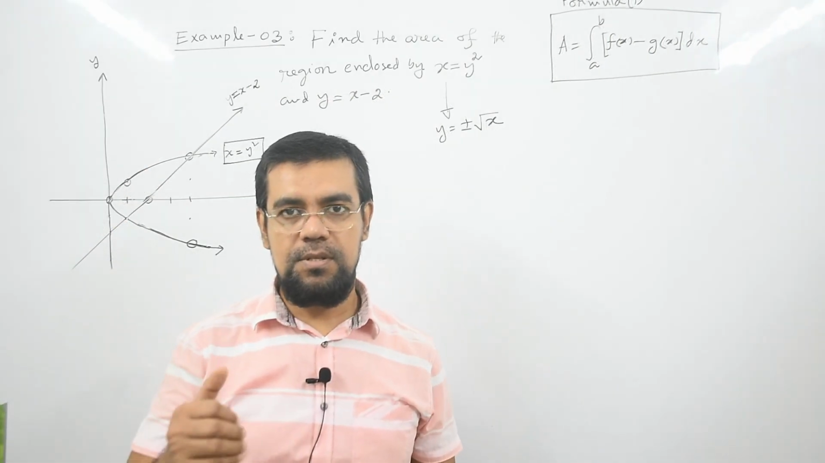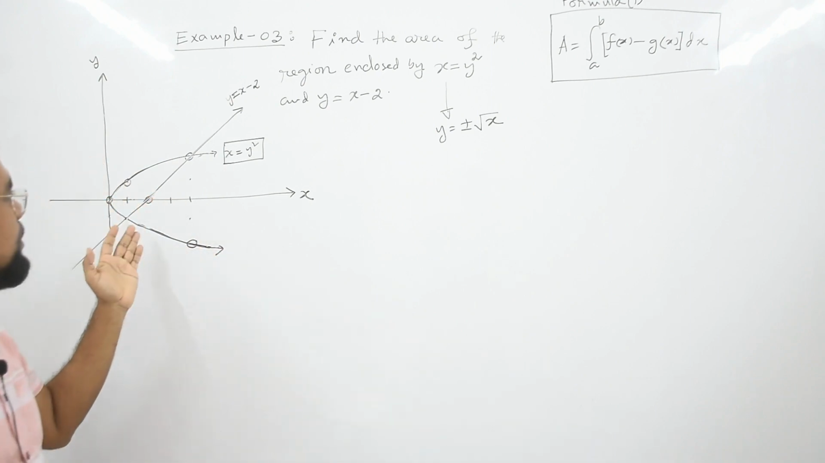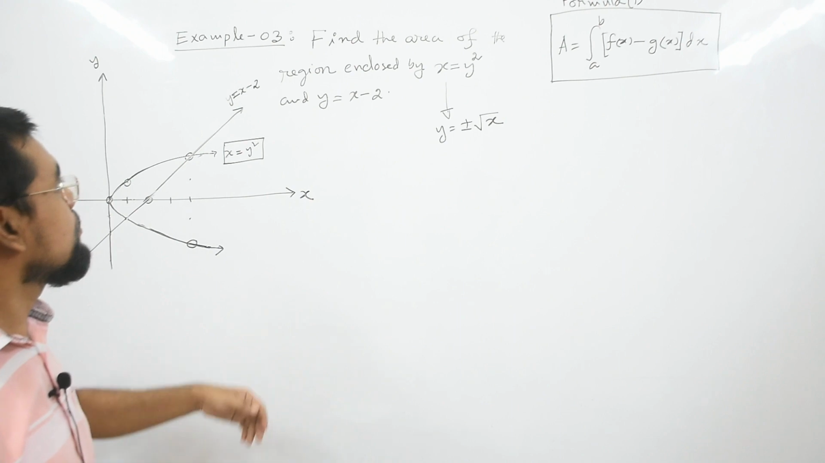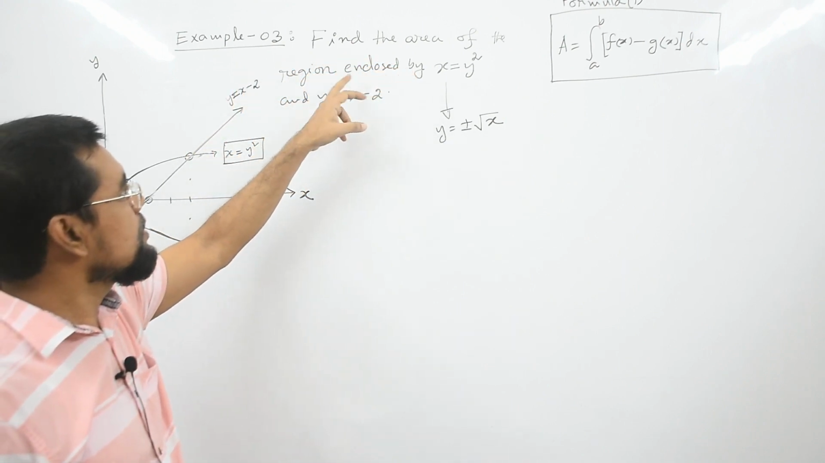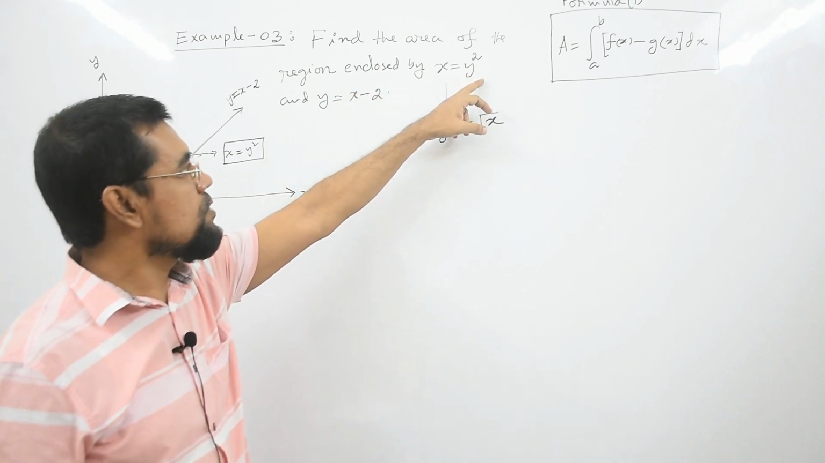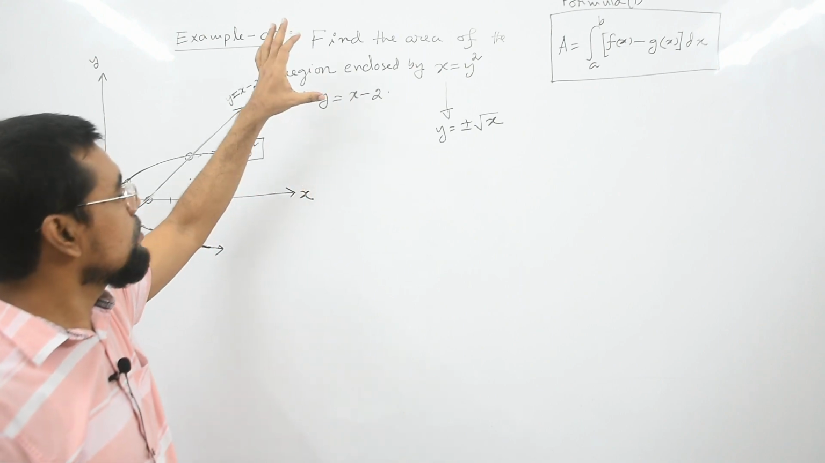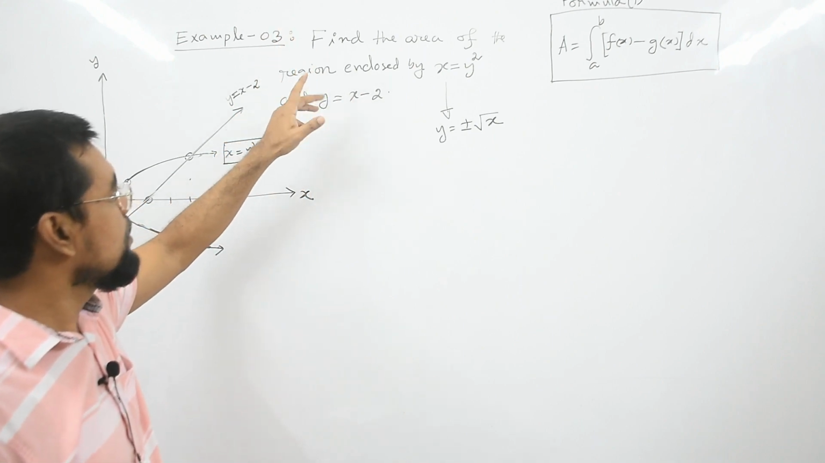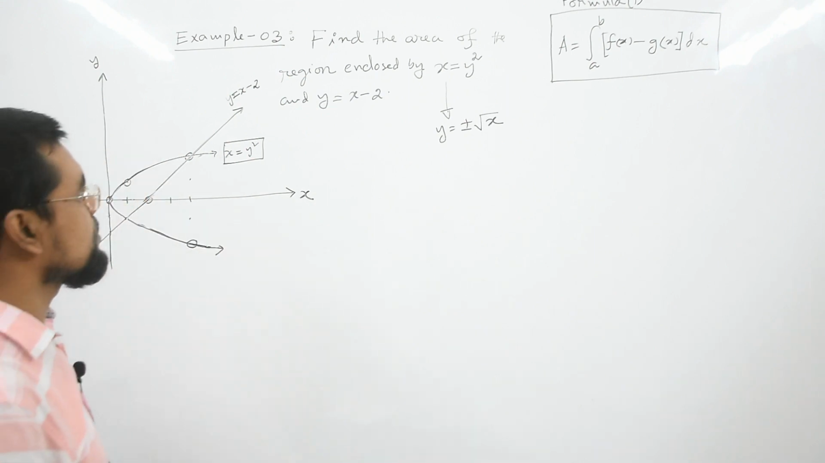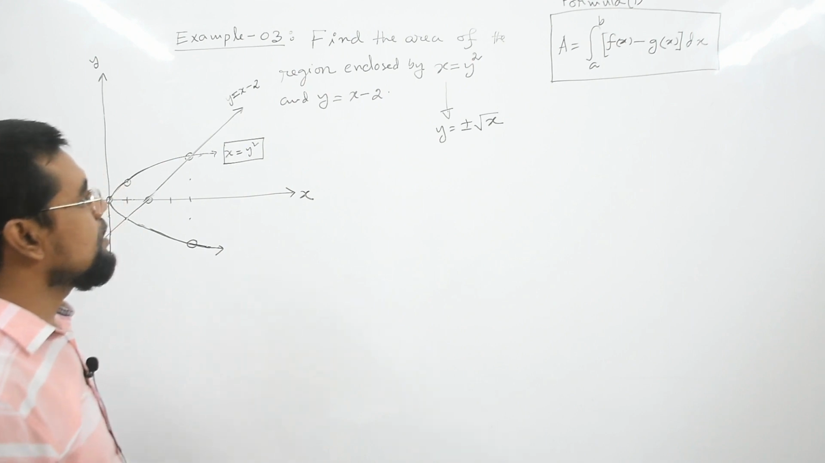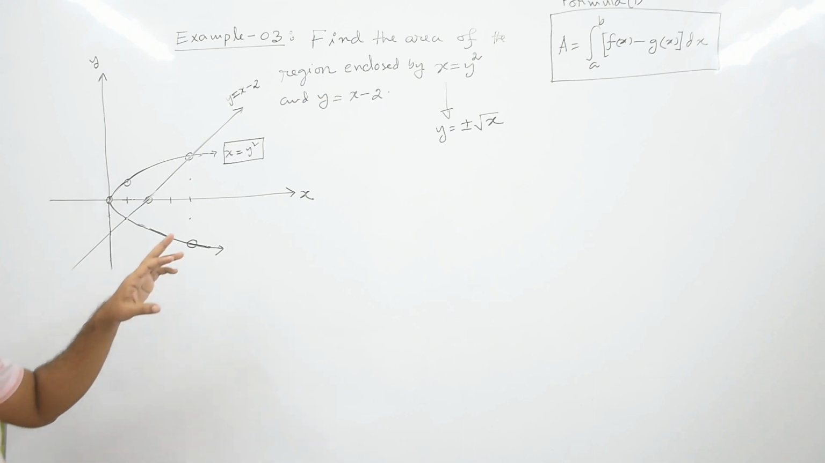So let's try to understand example 3. It's a very interesting example, and this is also important for several exams. Find the area of the region enclosed by x equal y square and y equal to x minus 2. Here also you need to calculate the area between two curves, so you need to calculate their points of intersection. First let me say something about how I can sketch these graphs.